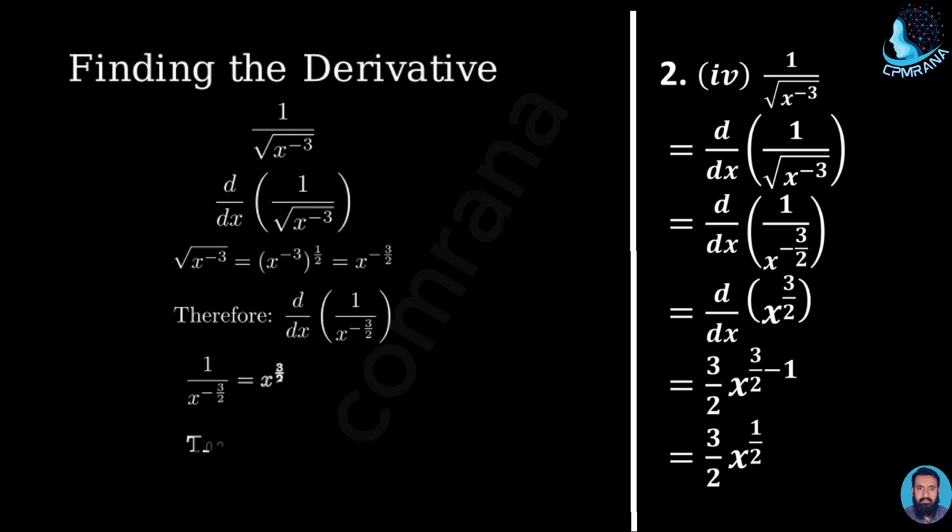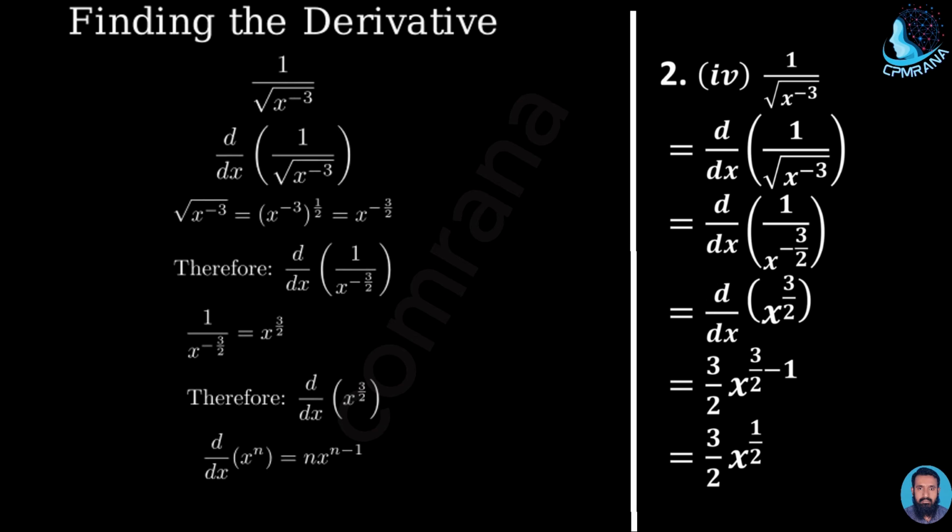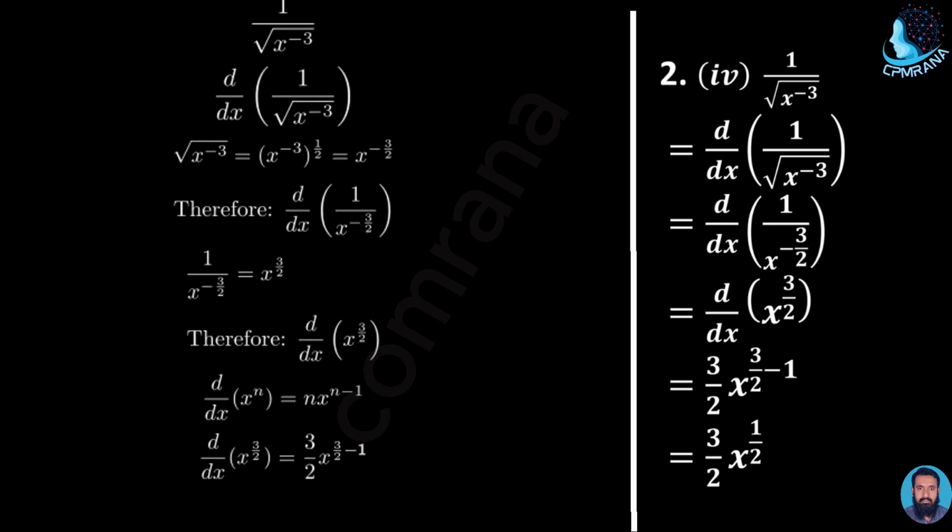Next, we can simplify this fraction. Remember that when we have 1 over x to a power, that's the same as x to the negative of that power. So 1 over x to the negative 3/2 becomes x to the positive 3/2. Now we can use the power rule to find the derivative. The power rule states that the derivative of x to a power n is n times x to the power n minus 1. Let's apply this rule to our expression. In our case, n is 3/2, so we multiply by 3/2 and subtract 1 from the exponent.